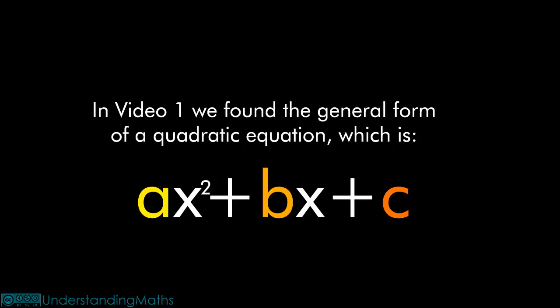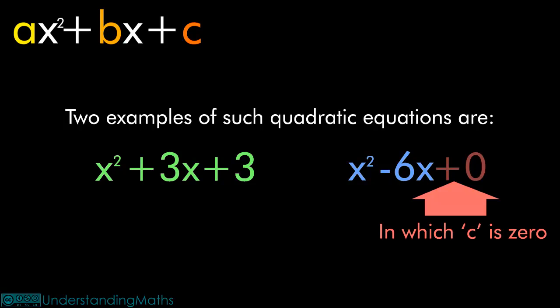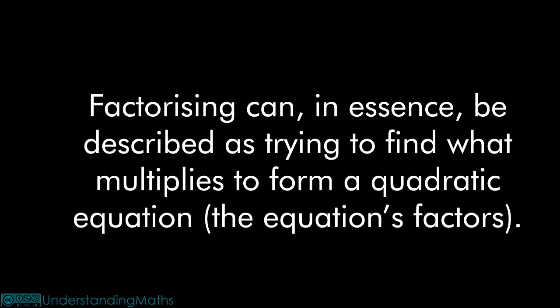In video 1 we found the general form of a quadratic equation, which is ax squared plus bx plus c. Two examples of such quadratic equations are x squared plus 3x plus 3 and x squared minus 6x. Notice that in the latter equation, the value of c is 0. Factorizing can, in essence, be described as trying to find what multiplies to form a quadratic equation. In other words, trying to find the equation's factors.